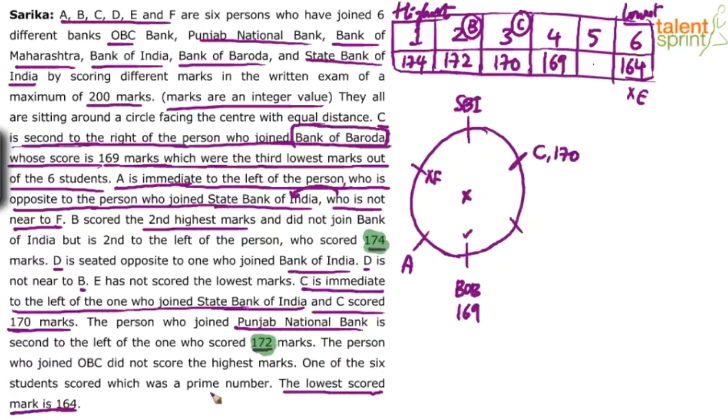One of the 6 students scored a prime number. If you look at it, 174 is not a prime number. 172 is not a prime number. These are all even numbers, right? Even numbers are not prime numbers. Except 2, no even number is a prime number. So this is also not a prime number.